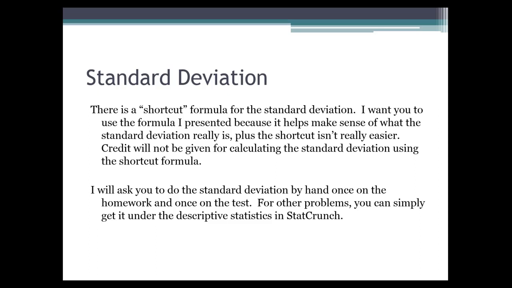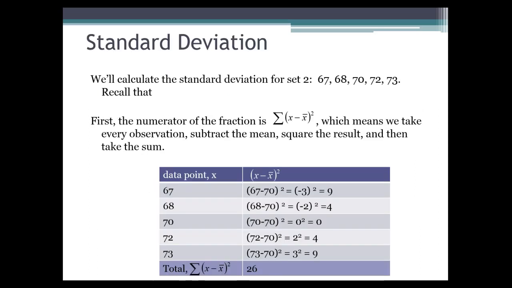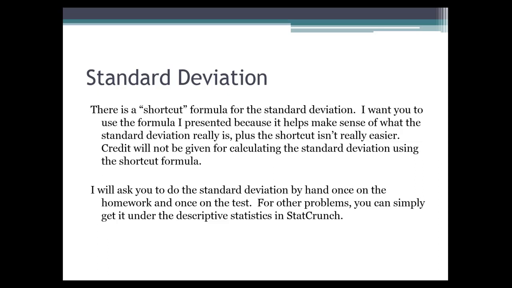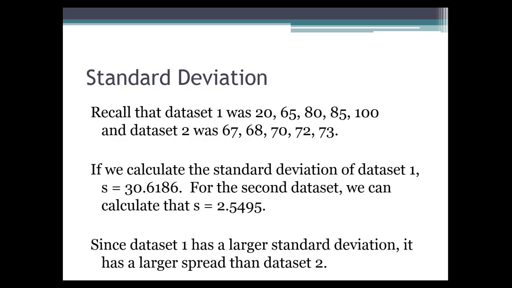So anyway, I'm going to ask you to do the standard deviation by hand on homework and on the test. But unless it specifies doing it by hand, then you can just do it in StatCrunch using the descriptive statistics. And by the way, when I say by hand, I mean you can use the calculator for squaring, for taking the square root, for adding, subtracting, multiplying, dividing, and square roots. It just means do it using the formula, not using a built-in something in StatCrunch or SPSS.